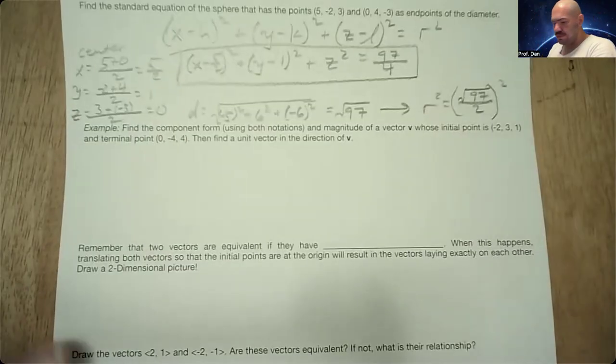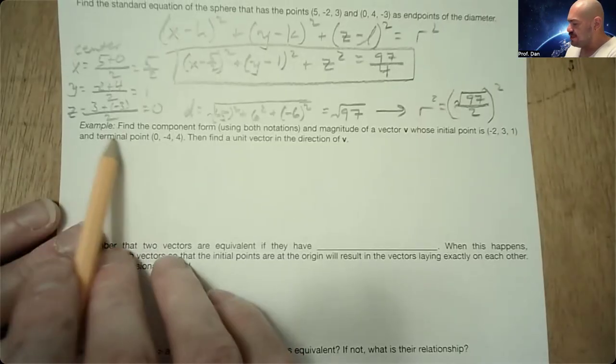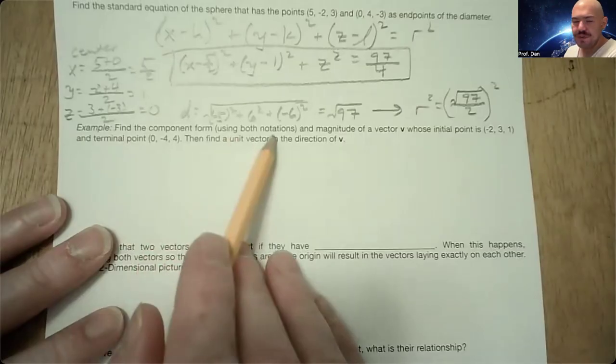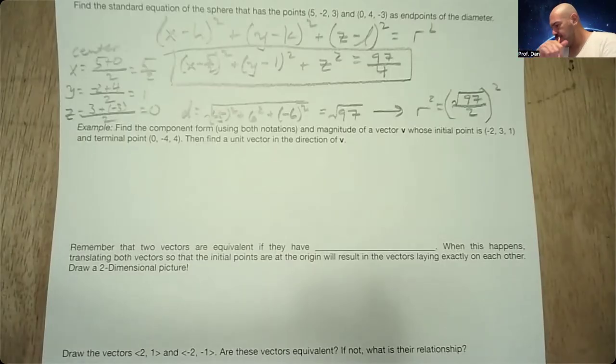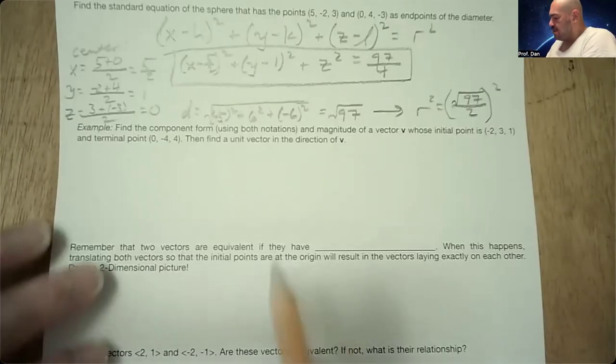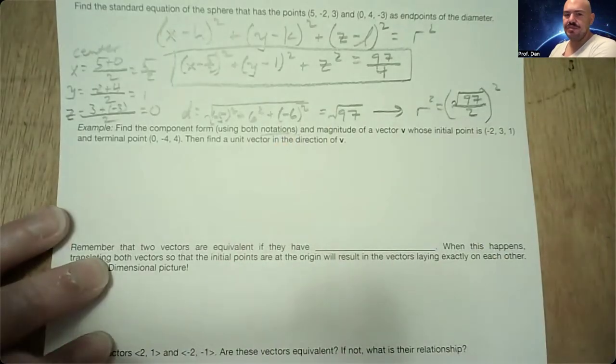Okay, now kind of getting back to vectors, but now extending that to 3 dimensions. First example, we want to find the component form using both of our notations. So remember we had our component form that used the little pointy brackets, and we had the linear combination of our unit vectors i and j for 2 dimensions. Thing to mention here, when we go to 3 dimensions, the unit vector for the z axis is called k. Yep, i, j, and k. So when we're doing our linear combination notation, we're going to use k to represent the z-axis.